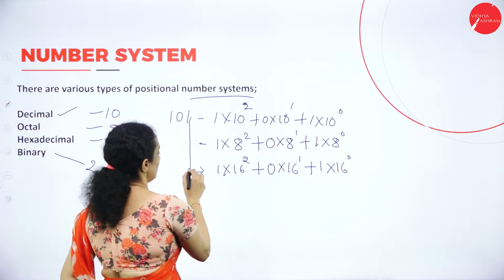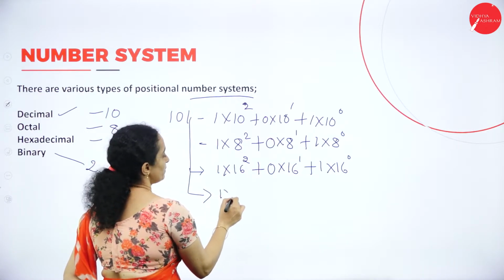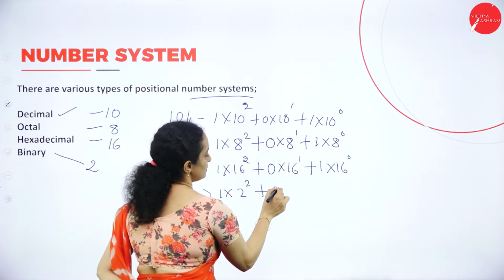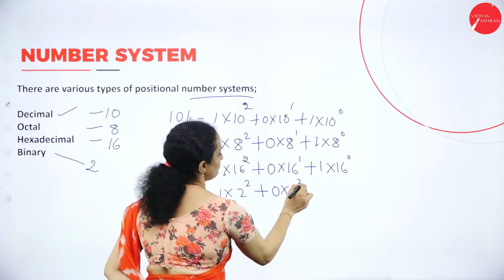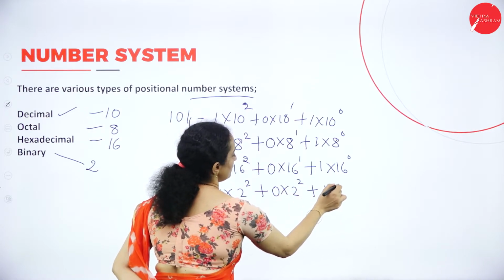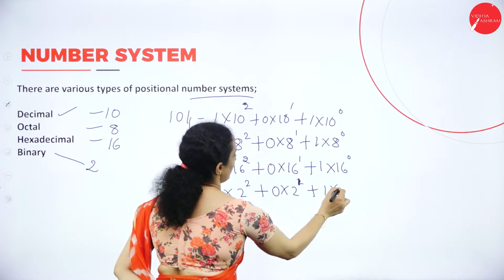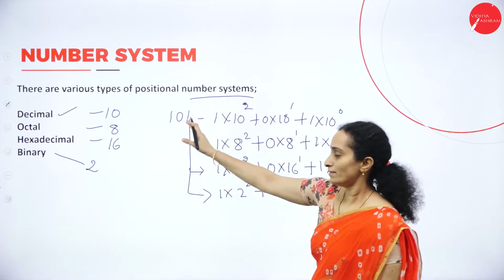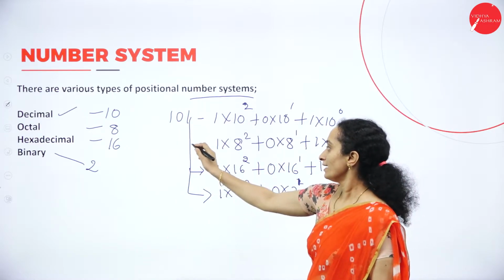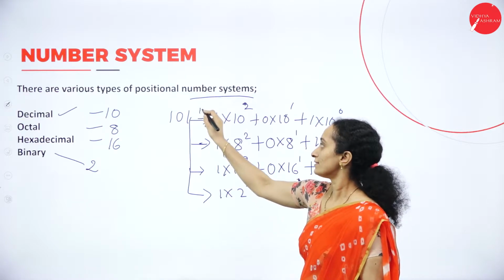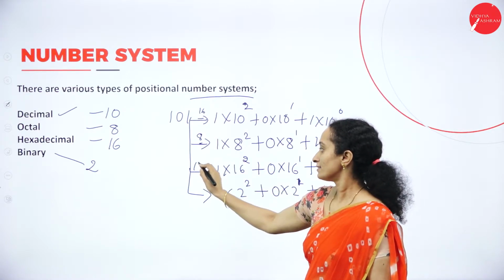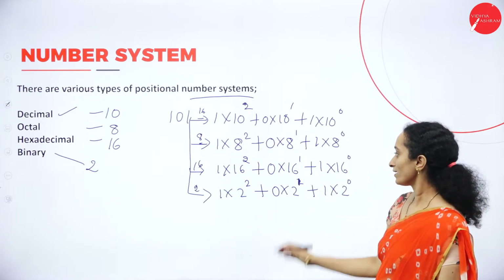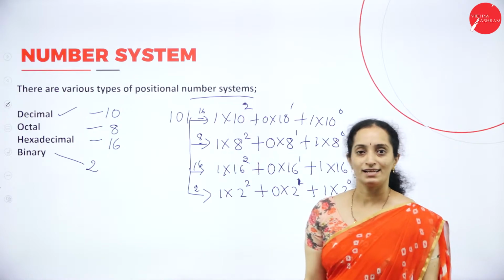Is it not? If it is binary, it can be represented as 1 into 2 to the power of 2 plus 0 into 2 to the power of 1 plus 1 into 2 to the power of 0. The same number can be represented in different systems like this: base 10, 8, 16 and base 2. Okay, you can represent the numbers like this.